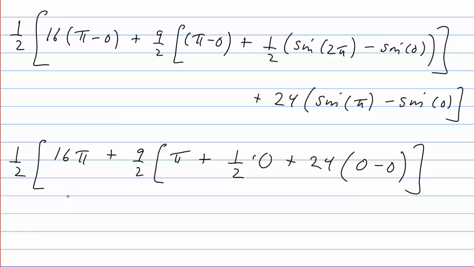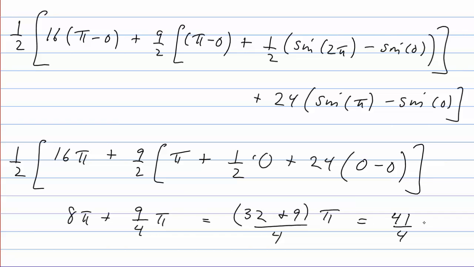So we would get 16 over 2, which would be 8 pi, plus 9 fourths pi. So putting everything over 4 and pulling a pi outside, you would get 32 plus 9, which is 41 fourths pi.